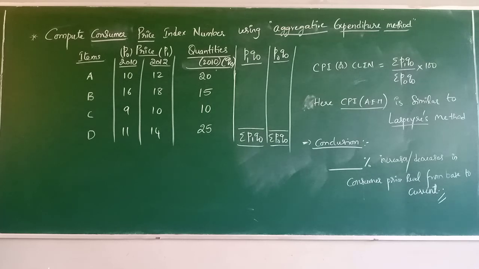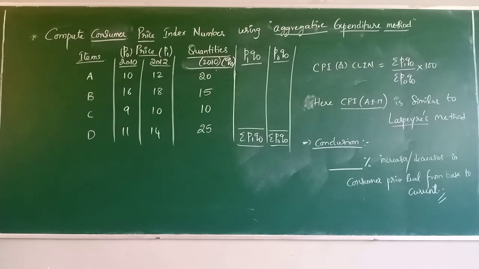Fine. This is the aggregative expenditure method, and do not forget to write the conclusion, because the conclusion always carries 1 mark. The base year value is always 100. How much percentage from 100 increasing or how much percentage decreasing, that has to be mentioned in the consumer's price level. In the previous methods you used to write the conclusion as price level or quantity level or value level, but here it is consumer's price level from base to current. So this conclusion carries 1 mark.